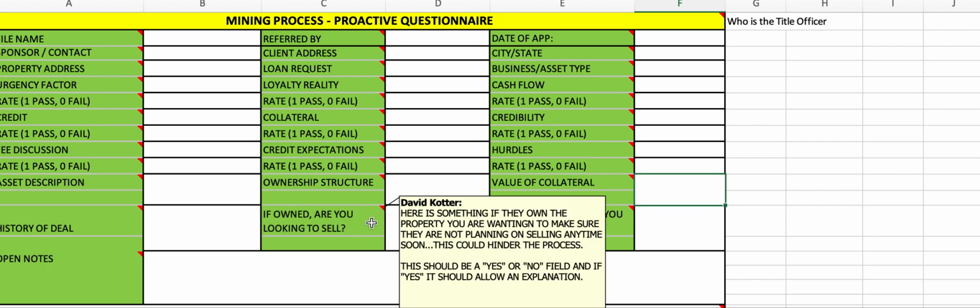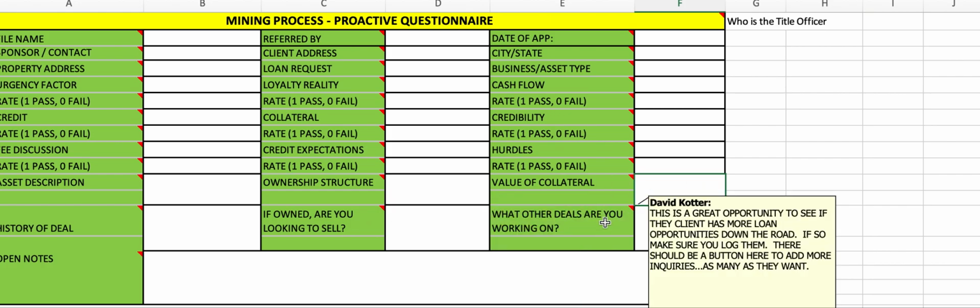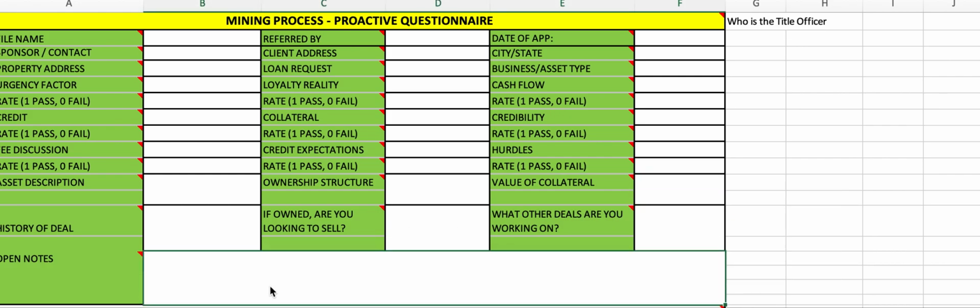If they own it already, you want to know, are you thinking about selling anytime soon? Reason why this is important, because I can tell you it causes problems. We've had people sell while we're in the middle of a transaction. So we just want to make sure this doesn't hinder the process. And then what other deals are you working on? It's a great question to ask if you're trying to get more deals. Just really focus on that. And then if there's any additional notes.